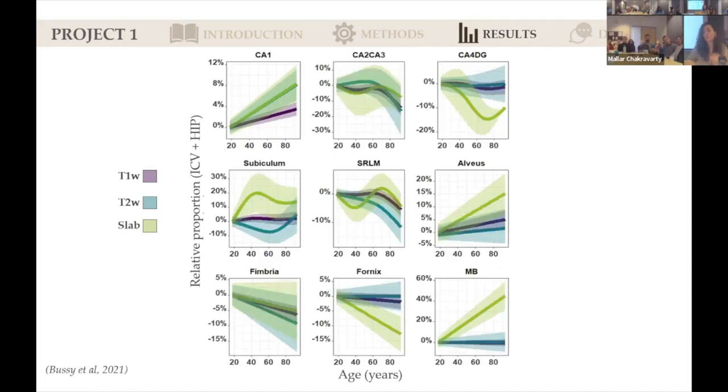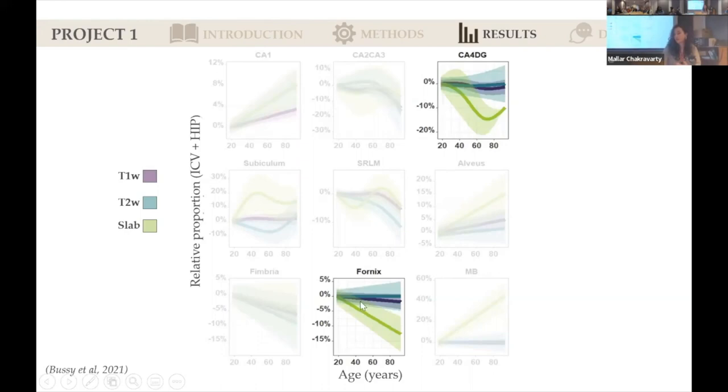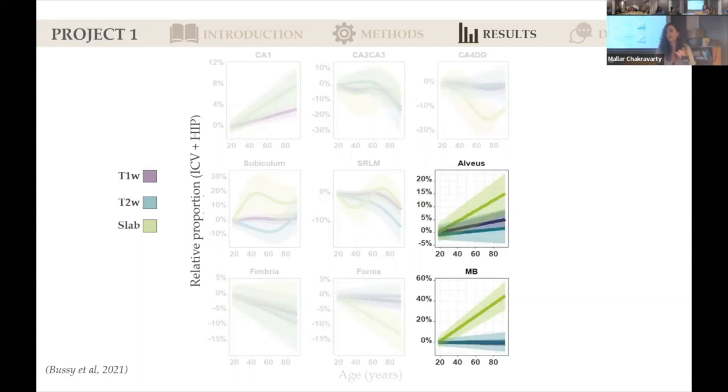We did that for all the subfields again, and I just want to highlight some subfields. For example, in the CA1, CA2, CA3, and the fimbria, no matter which type of images we used, we obtained similar age trajectories. However, if we look at the CA4 dentate gyrus and the fornix, we can see that while T1 and T2 show a similar age relationship, we have a very drastic decrease of volumes with the slab images. On the contrary, in the alveus and the mammillary body, we see the inverse relationship, where we see an increase of relative proportion on the slab images, but not with T1 and T2. So overall, we demonstrated that the MRI sequence statistically impacts the age relationships.